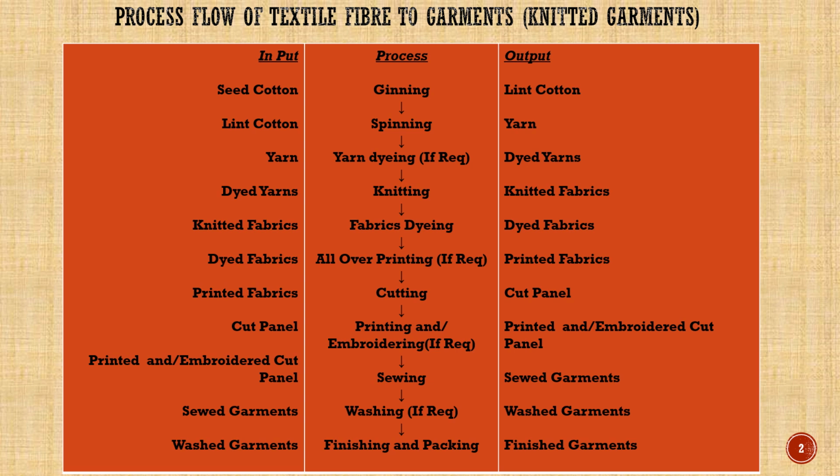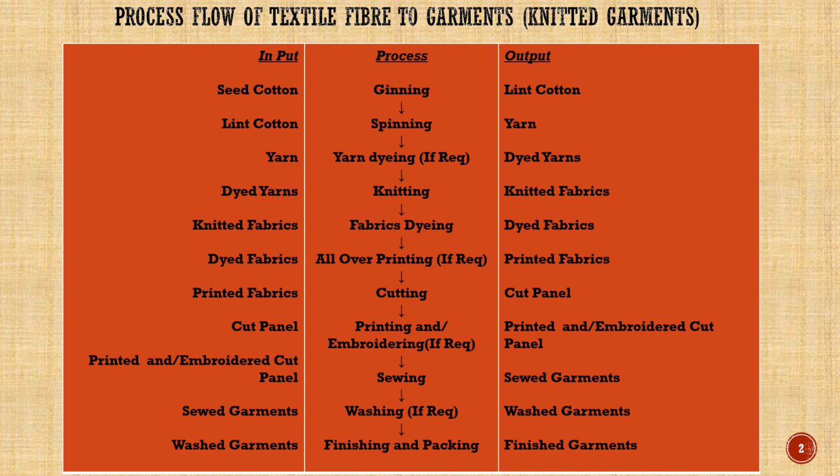Yarn dyeing is an optional process and is done only if there is a requirement of engineering stripe or yarn dyed fabrics. The next process after yarn dyeing or spinning is knitting, where knitted fabrics are manufactured from yarns with varieties of structure having different GSM. Fabric dyeing is one of the most important processes, where fabrics are colored based on demand, from gray fabrics to dyed fabrics.